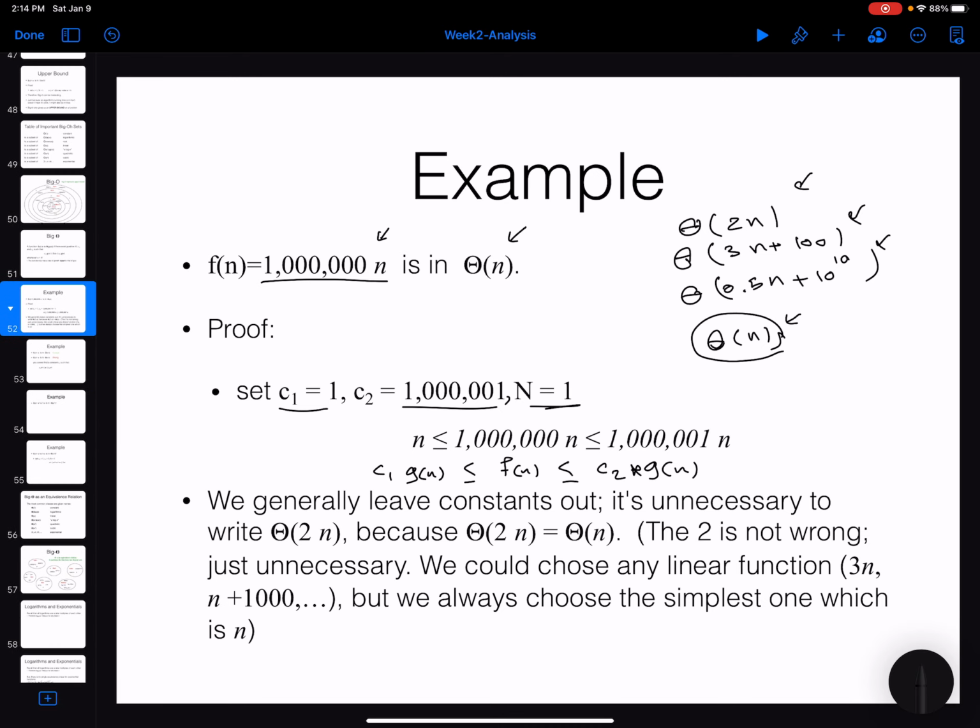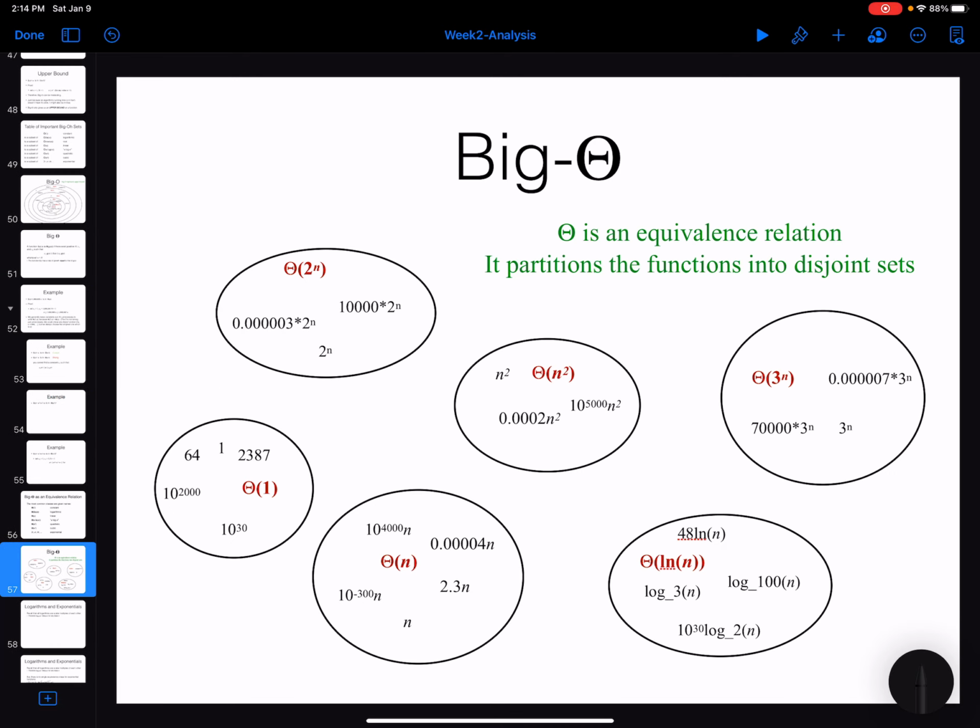This is the difference between big theta and big O. Big theta is not showing the superset, is not showing the upper bound. Big theta shows the exact time complexity. So big theta creates an equivalence relation. It partitions the set of all possible functions into disjoint sets. This is the set of linear functions. This is the set of n-square functions.